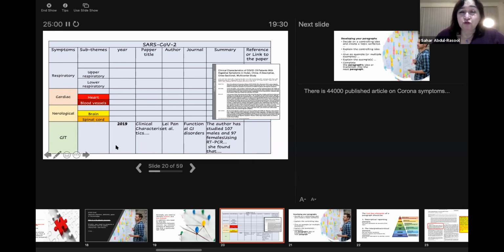Then I will choose the papers. I will write the year. I've chosen one paper here. It says clinical characteristics of COVID patients with digestive symptoms. So you write the name of the paper, the author of the paper, and then the journal. You can copy and paste some of the information, and then you write the summary. And that is your summary of the paper. We have already indicated that you are going to read that paper once and twice because you have chosen this paper. So you write a summary about the paper and try to include the important information.